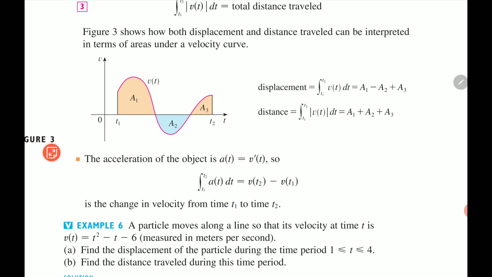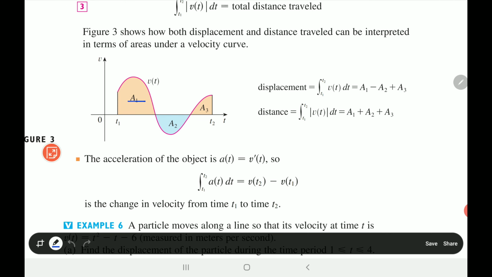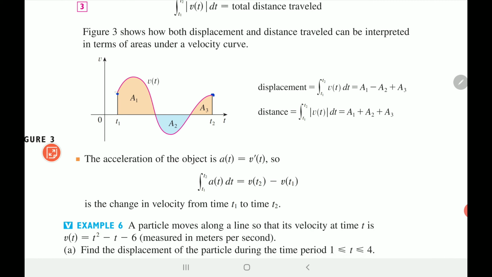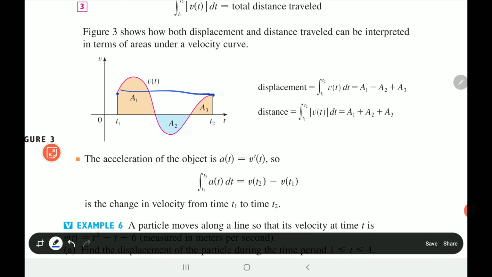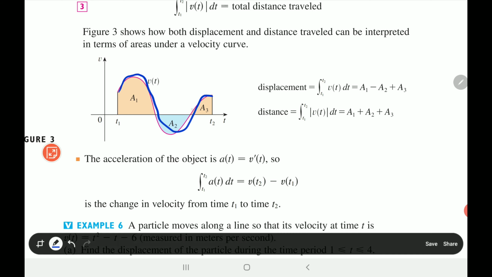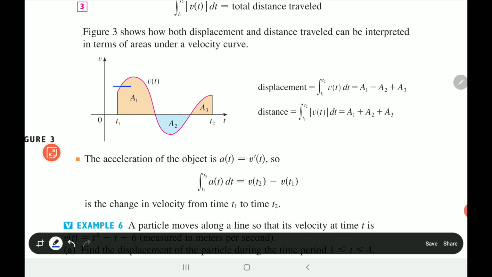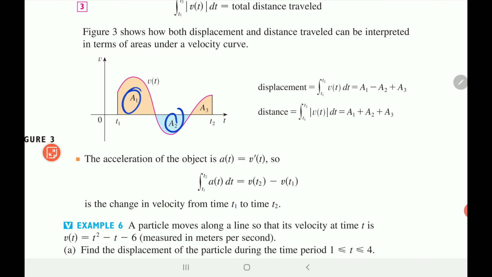Let me just screen write this. So displacement is just what's the change in position. From here to here, how much did it change? Done. Now with distance, we want to know how far did it travel during this time. That's going to be different. So that's absolute value. We want all of these to be positive so we can add them all together.